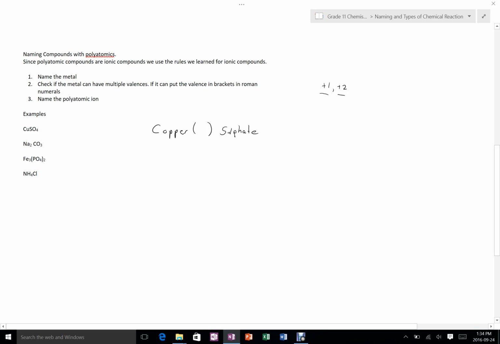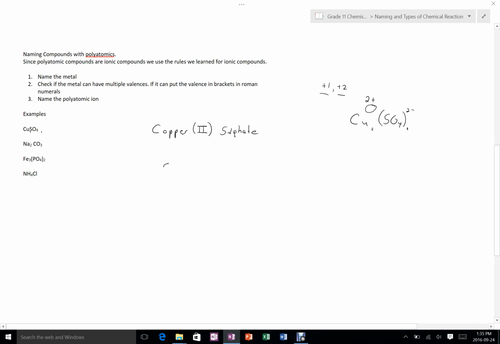Let's see why. Sulfate, if I look it up, is 2 minus. So this copper, which by the way ended up in a 1-to-1 ratio with the sulfate, has to have some charge up here that's 1-to-1 with 2 minus. So a 1-to-1 ratio is the same as a 2-to-2 ratio, so this would be 2 plus. So this is copper(II) sulfate. A little bit of a tricky one to start there.